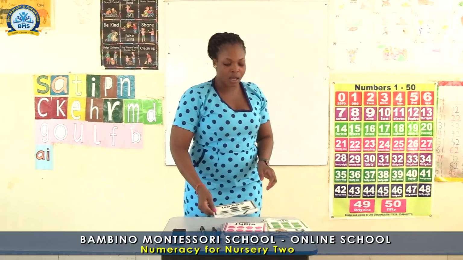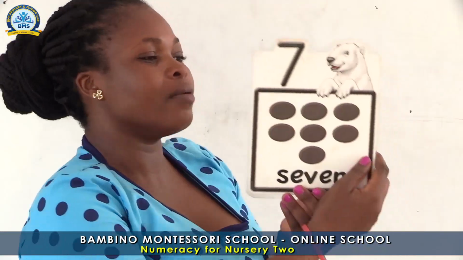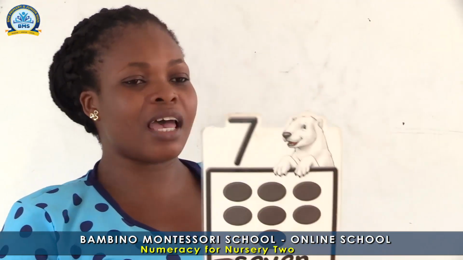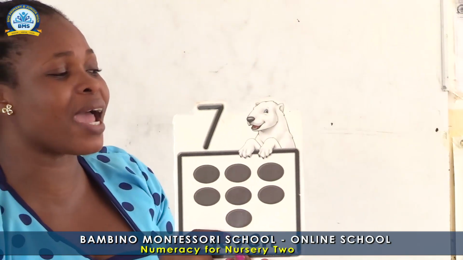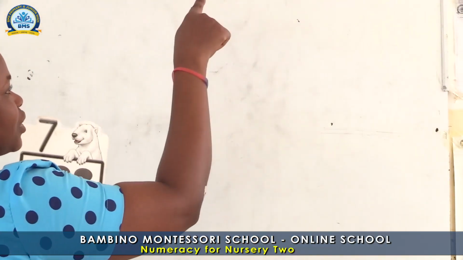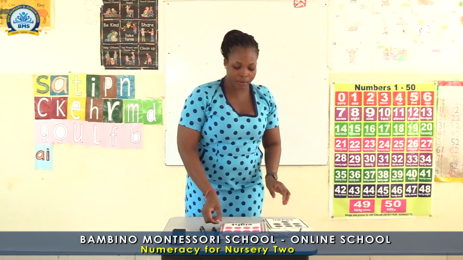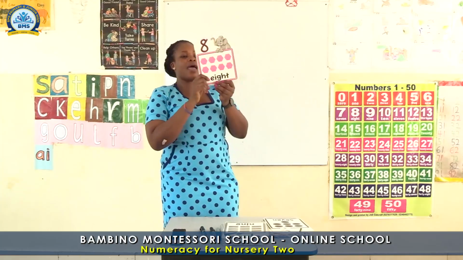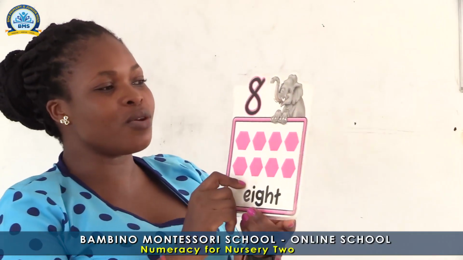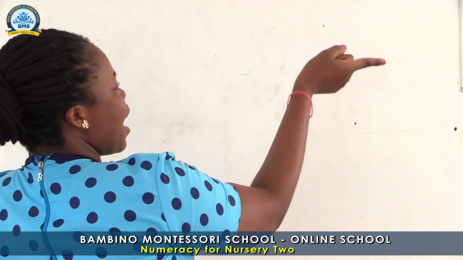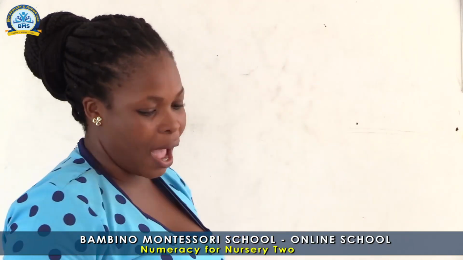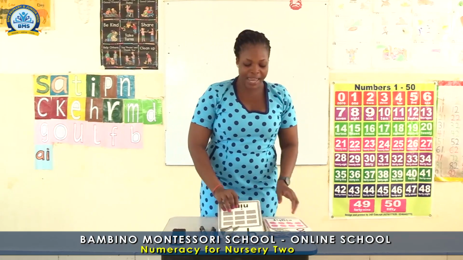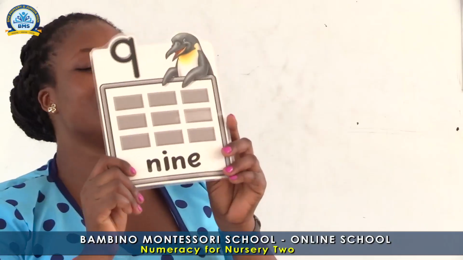So from 6, what number comes next? 7. Say it after me. 7. And how do we write 7? A dash and a stroke. Good. From 7, we go to the next number. 8. How do we write 8? You write in the air, then you cross it. Wow. Super. So from 8 we go to the number 9.